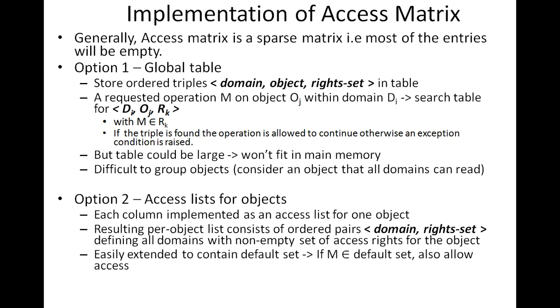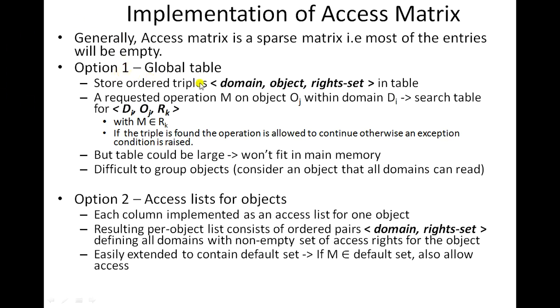Today we shall discuss the implementation of access matrix. In this we will be focusing on how to implement the access matrix. If you look at the access matrix, it is basically a sparse matrix. That is, most of the entries in the access matrix will be empty. Now let us see how to implement it. There are different ways to implement the access matrix. So let us look at option 1.